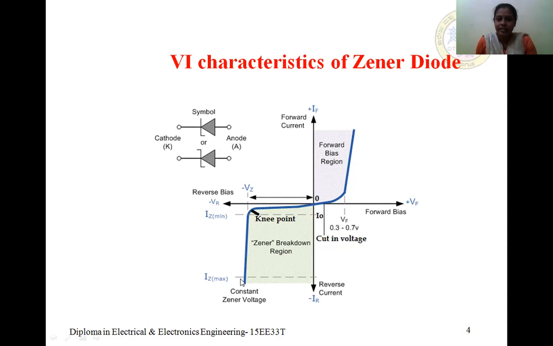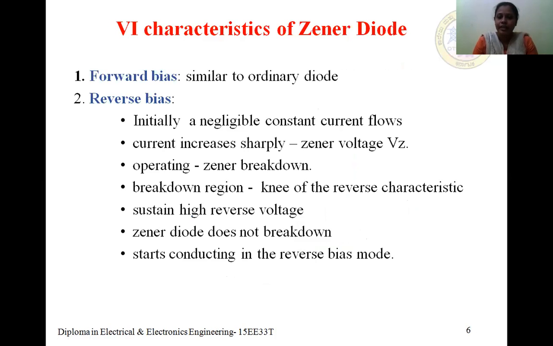So a sudden increase in the current, this region of operation we will call the Zener breakdown region. At this point, the voltage is constant. That constant voltage is called Vz. We can say that the Zener is operating in the reverse biased condition without damage, without burnout. So we can conclude that the Zener diode is conducting in the reverse biased mode.